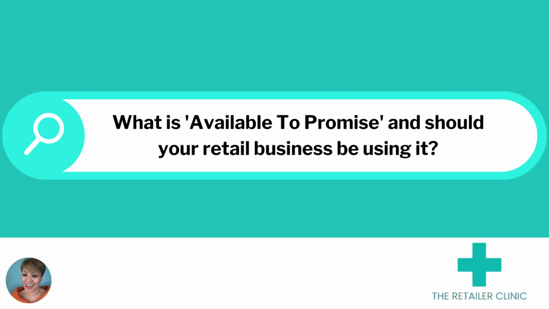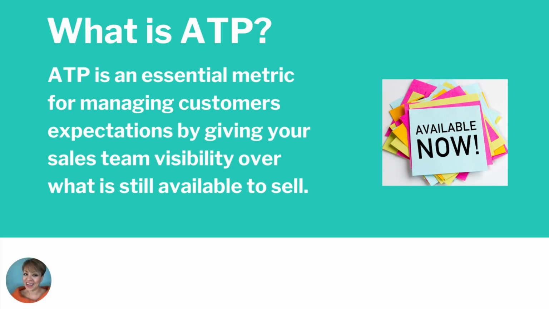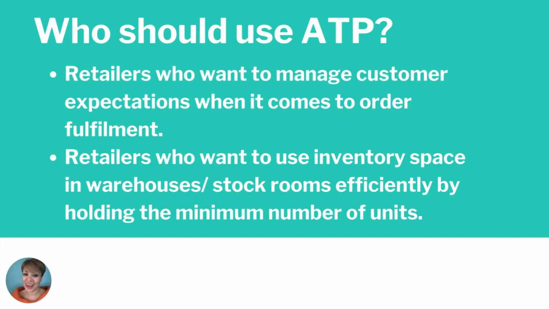Supply chain related. Today, I will be answering the question, what is available to promise and should your retail business be using it? So what is ATP? ATP is an essential metric for managing customer expectations by giving your sales team visibility over what is still available to sell. Who should use ATP? Retailers who want to manage customer expectations when it comes to order fulfillment, and retailers who want to use inventory space in warehouses and stock rooms efficiently by holding a minimum number of units.